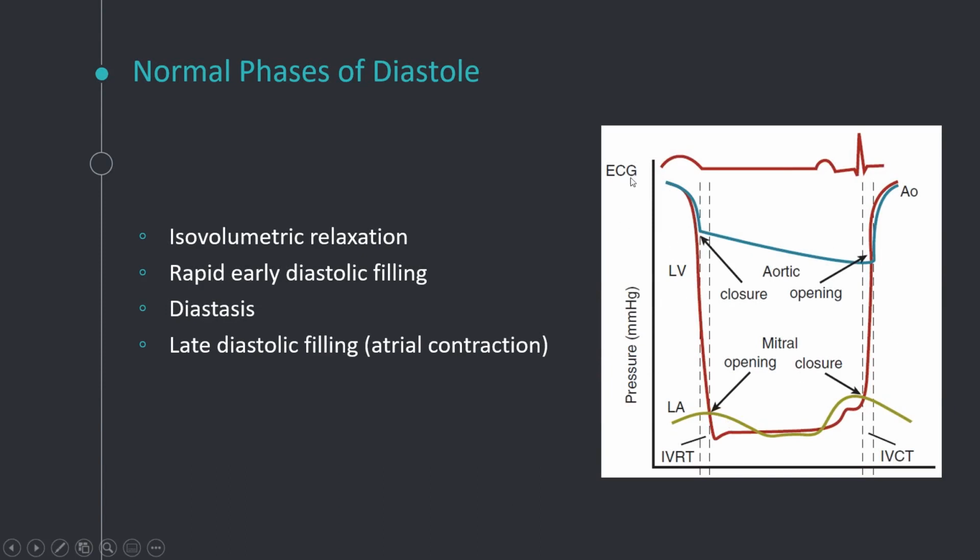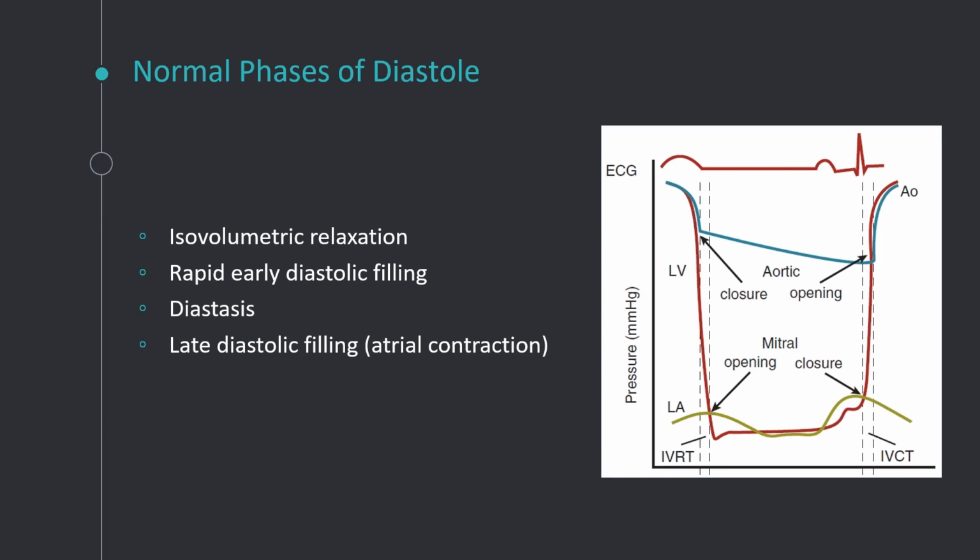So here we see the pressure curve for the LV and LA. As you know, at the beginning we have the end of systole, and at the end of systole we have the closure of the aortic valve. And then we have something called isovolumetric relaxation, where the mitral valve hasn't opened yet. The LV pressure is high and it's relaxing.